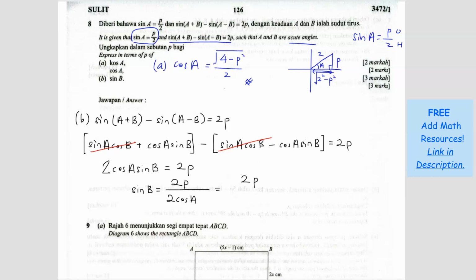So 2P over 2 times cos A is what? Square root of 4 minus P square over 2. So these 2 and 2 I can cut. So in the end I have 2P over the square root of 4 minus P square. So this is your answer. If you want to rationalize this, that means multiplying by the square root of 4 minus P square on top and bottom, you can also do that, but I'm just going to leave it here. The marking scheme answer is this, by the way, so you can use this.